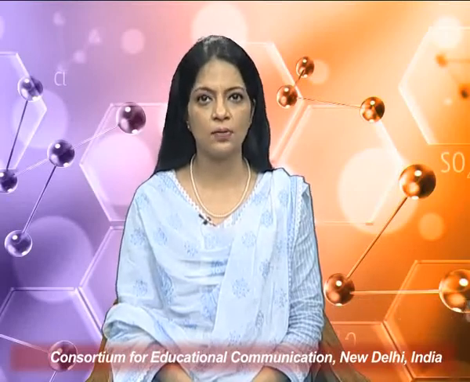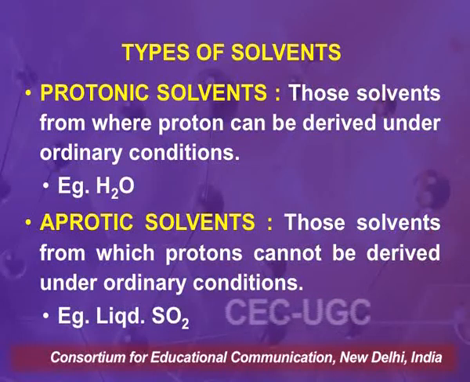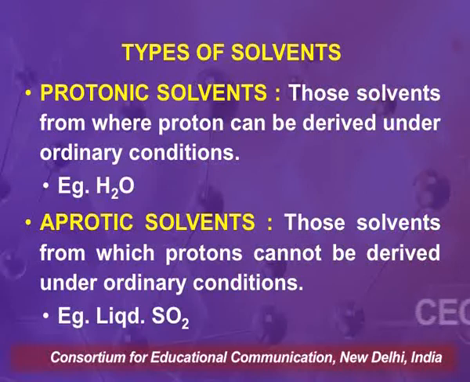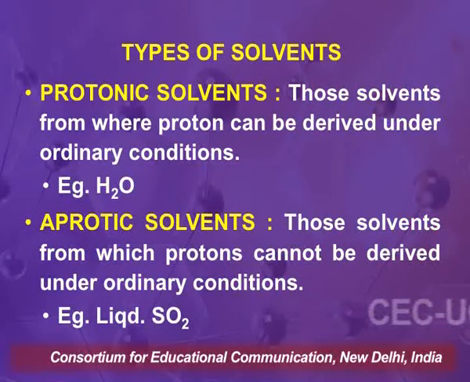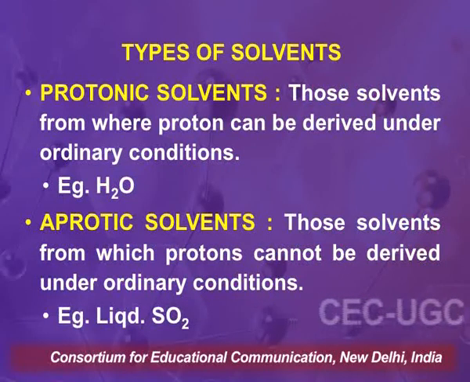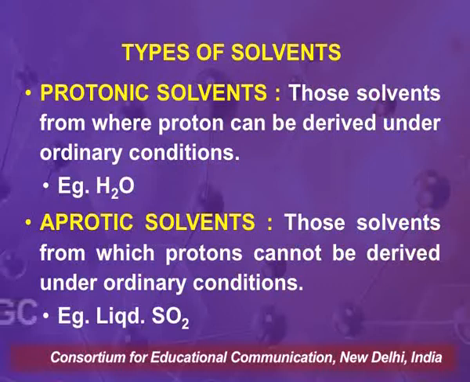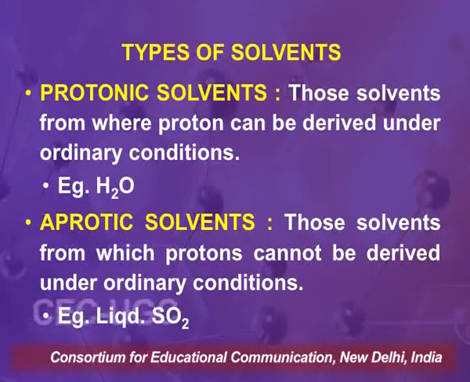dissociated in water. Coming to the various types of solvents which exist, there are protonic solvents as well as aprotic solvents. Protonic solvents are those solvents from where a proton can be derived under ordinary conditions. By ordinary conditions, we mean normal temperature, normal pressure reactions. For example, water. Water is a solvent from which protons can be easily derived. Aprotic solvents are those solvents from which protons cannot be derived under ordinary conditions.